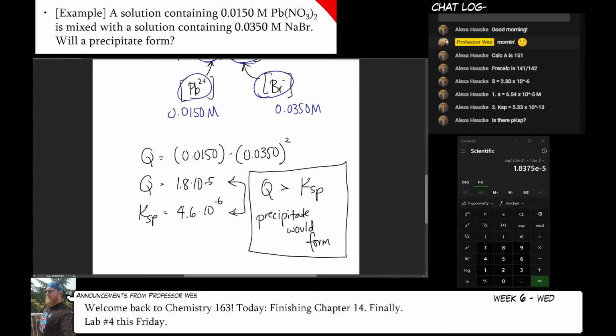I don't know what color it is. Let me look it up real quick. PbBr2. I want to say that it's brown. I know lead iodide is yellow. Yeah, it's kind of like orangey brown, is my best guess. Oh, actually, no, it looks like it's white. Okay, interesting. Lead II iodide is super yellow, so that's why I suspected that.